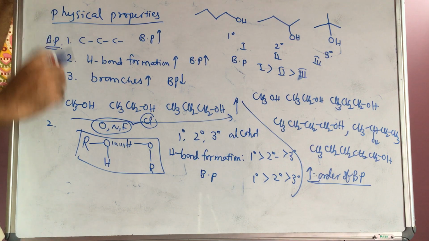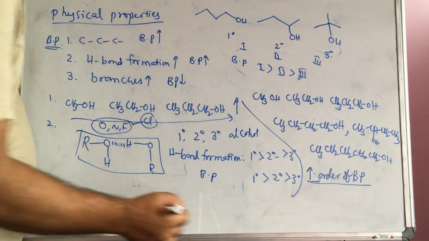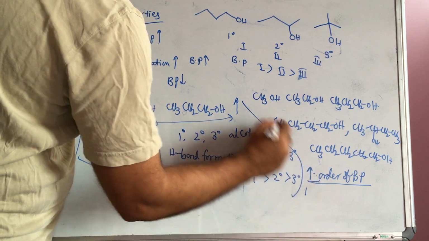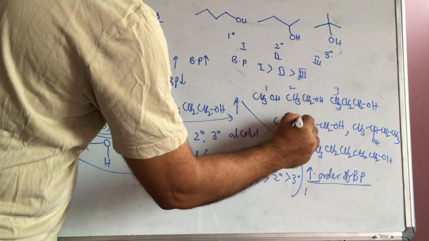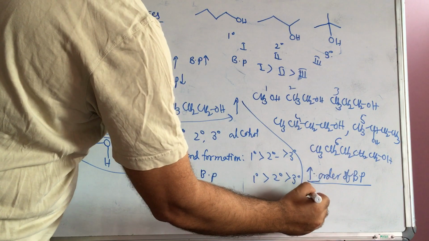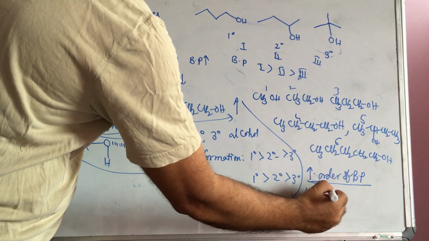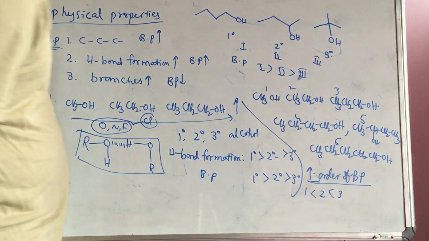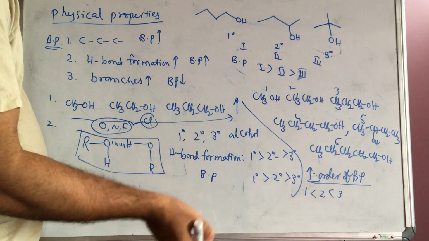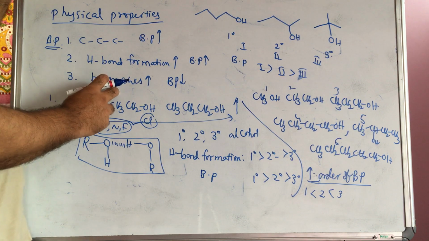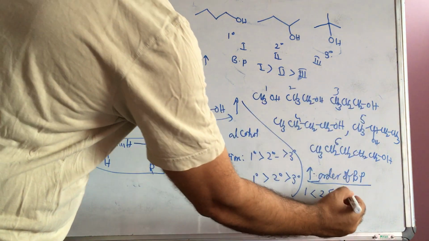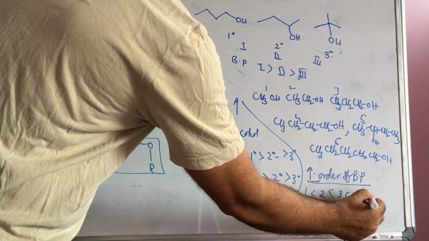All together we have to consider the boiling point. Lower molecular weight comes first, so it is 1, then 2, next 3. Now 4 and 5 have the same molecular weight. When they have the same molecular weight, we have to consider branching. Branch increases, boiling point decreases. That's why here it is 5, then 4.